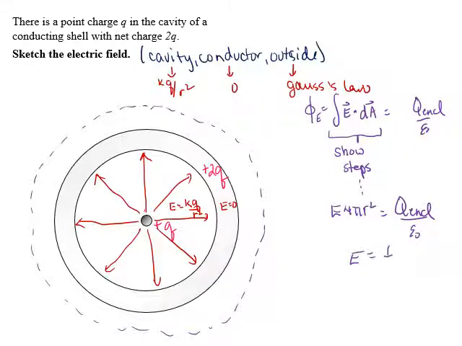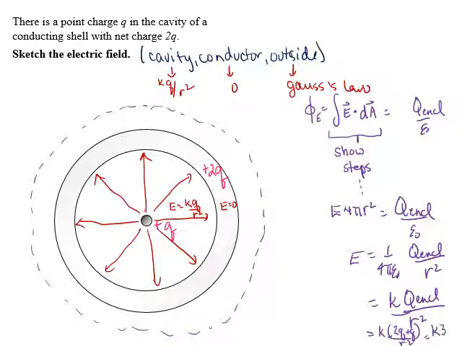So E is 1 over 4 pi epsilon naught times Q enclosed over R squared. E equals K times Q enclosed over R squared. So the big question is, what is Q enclosed? Well, Q enclosed is however much charge is on this Gaussian surface. So it's all of the charge on the conductor plus the point charge, because that's how much charge is inside this purple dotted line. So equals K times 2Q plus Q divided by R squared equals K times 3Q over R squared. This is a pretty important result.